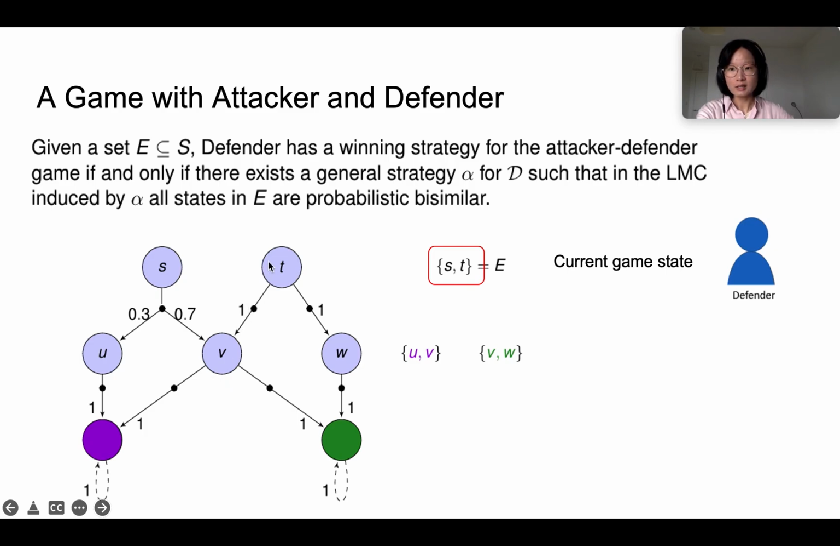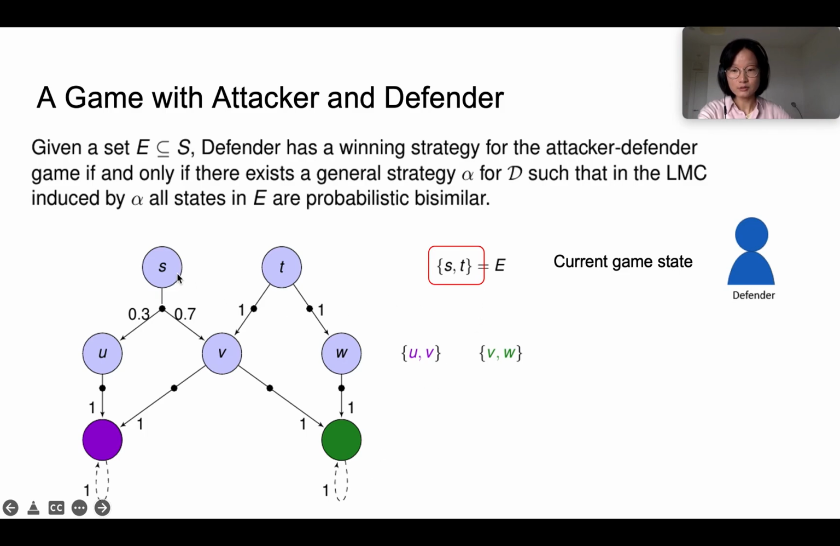But then we discover a game with attacker and defender. And with this game, we are able to show the EXPTIME upper bound. Given a set E, which is a subset of the states, defender has a winning strategy for the game if and only if there exists a general strategy for the MDP, such that in the induced LMC, all states in E are probabilistic bisimilar. So I will show the idea behind this game using this simple MDP.